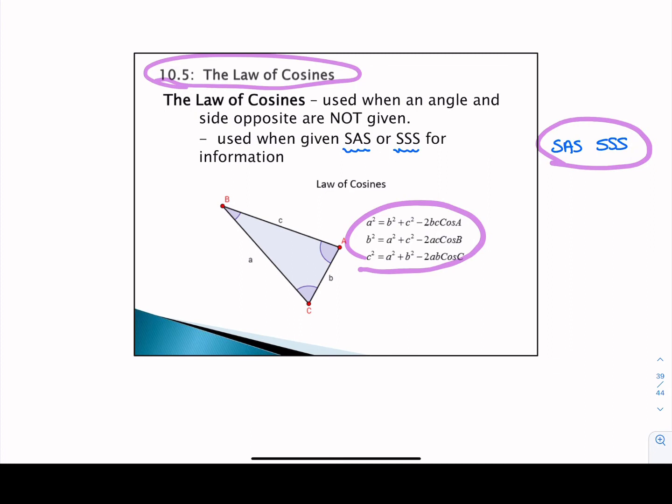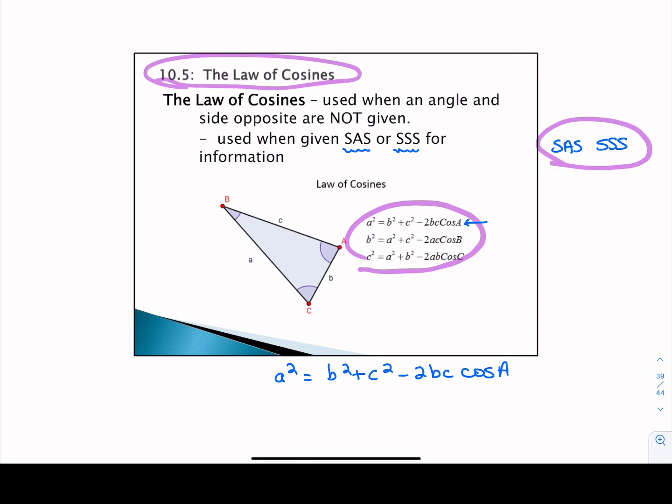Now, if I focus on just one version of this cosine law, because there are three different formulas associated with this law, it says a squared is equal to b squared plus c squared minus 2 times b times c multiplied by the cosine of angle A.